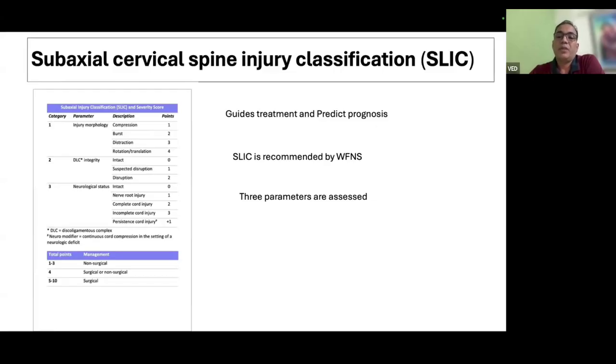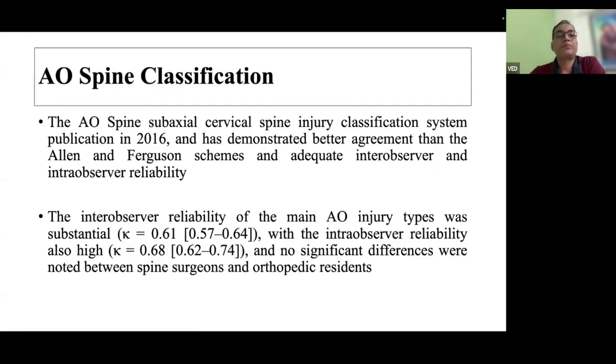It is recommended by the World Federation of Neurological Societies. It is composed of 3 parameters, as we have told: injury morphology, discoligamentous complex integrity, and neurological status. A score of 1, 2, 3 is non-surgical. 4 or more than 4 is the surgical category.